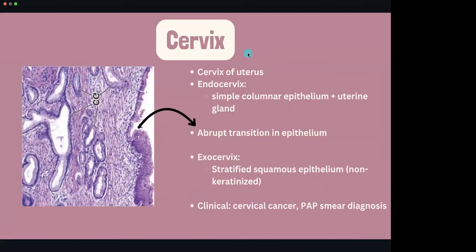Now, the cervix of the uterus. You have two parts of it, as we mentioned before, the endocervix and the ectocervix. Ecto or exo? I'll check on that later. Endocervix: simple columnar epithelium plus the uterine glands, and then you have the abrupt transition to stratified squamous epithelium. So you can see here, simple columnar with uterine glands, and then boom, stratified squamous epithelium, non-keratinized. The clinical part of this is that it's the main site for cervical cancer, and diagnosis can be done through a pap smear or microscopy.